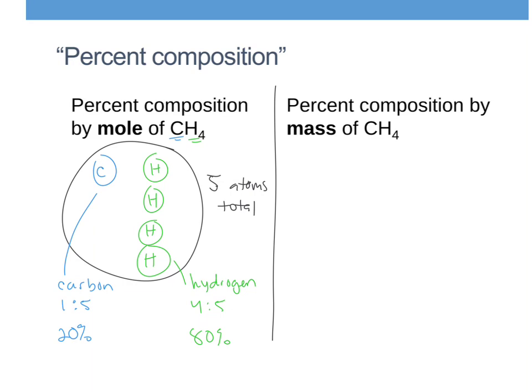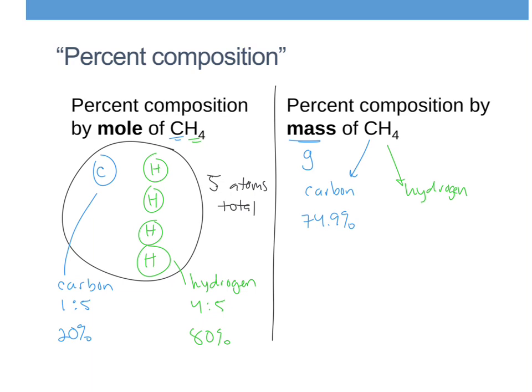Now that's very different. I'll show you how to come up with these numbers, but that's very different if you look at the mass, right? We're talking about grams. If you look at carbon in terms of mass, because remember that carbon weighs about 12 grams per mole, whereas hydrogen only weighs 1 gram per mole, carbon actually makes up 74.9% of all of the mass of methane, whereas hydrogen only makes up about 25.